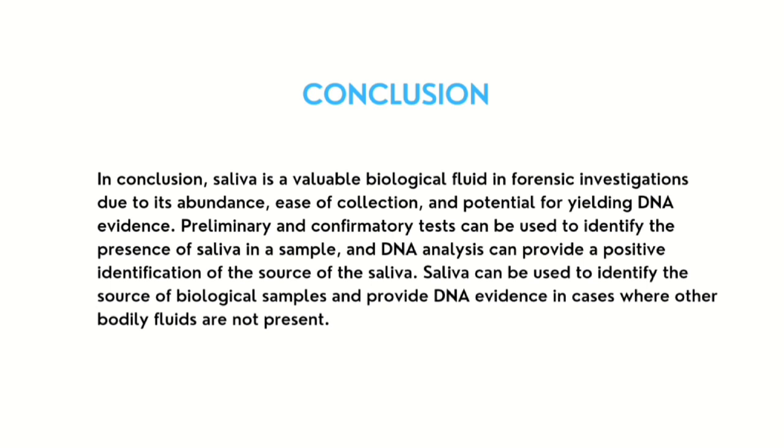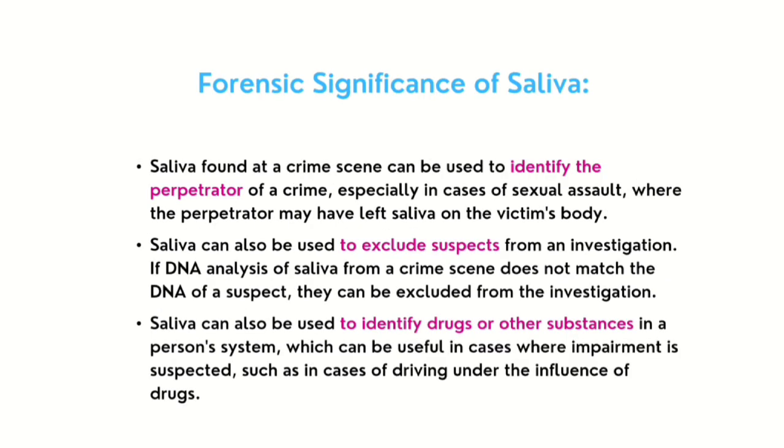And lastly, the forensic significance of saliva. Saliva found at a crime scene is mostly used to identify the perpetrator of the crime in cases of sexual assault, and saliva can be used to exclude suspects in the investigation. If DNA analysis of saliva from the crime scene does not match the DNA of the suspect, then they can be excluded from the investigation, and it is also used to identify drugs or other substances.